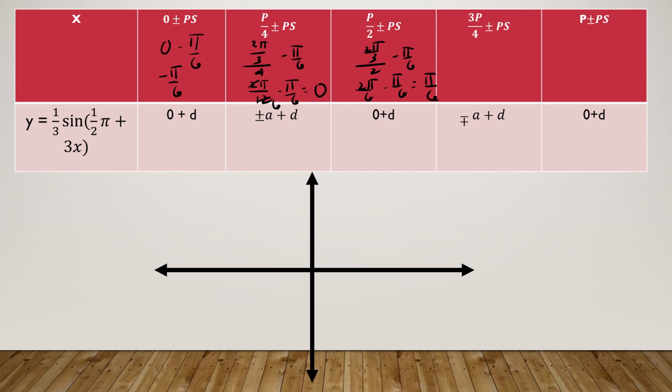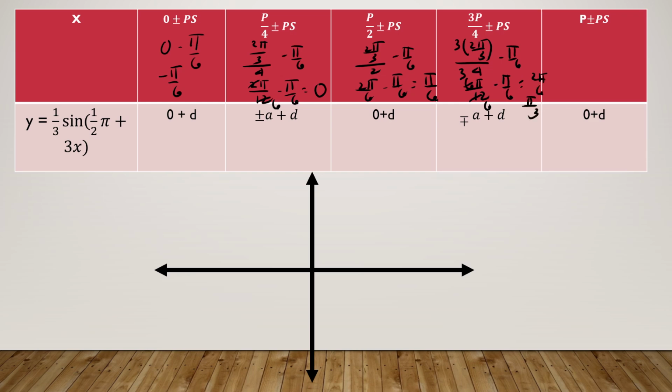For 3p over 4, it will be 3 times 2 pi over 3 all over 4 minus pi over 6. 3 times 2 pi is 6 pi. So therefore, we have 6 pi over 12 minus pi over 6. Since there is a denominator 6 here, we can simplify this as 3 pi over 6. So therefore, 3 pi over 6 minus pi over 6, it will be 2 pi over 6 or pi over 3.